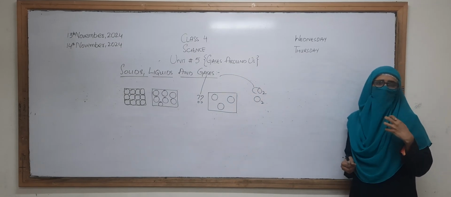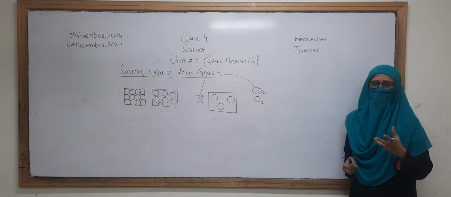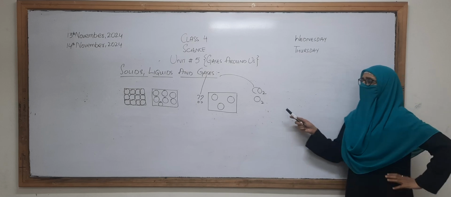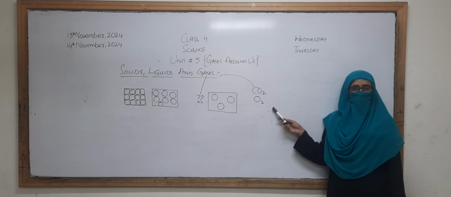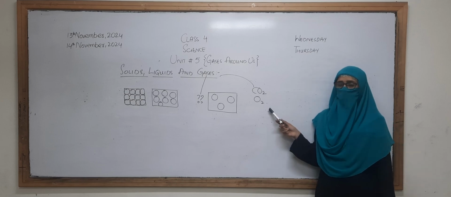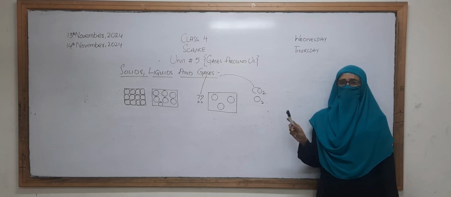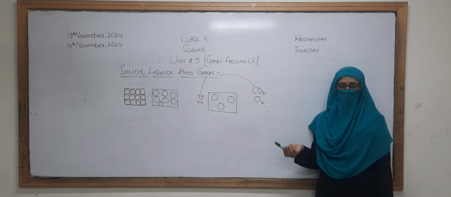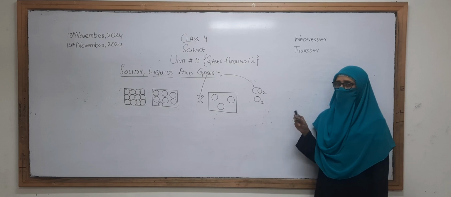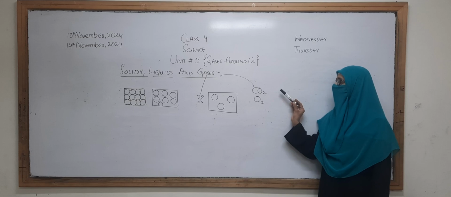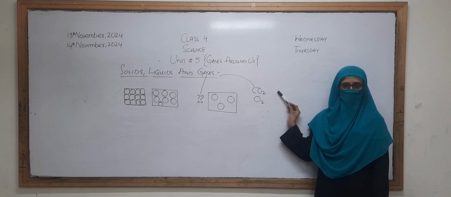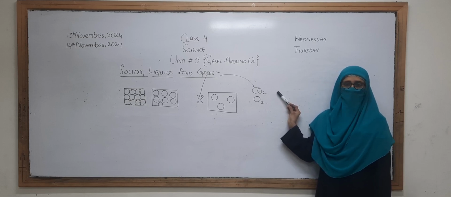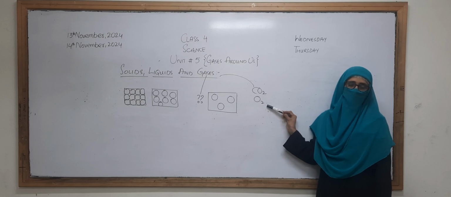We get it from air, but where does the air get it from? It is given by the plants. By the process of photosynthesis, oxygen is prepared and the carbon dioxide present in the air is utilized by the plants to make their food. So we are releasing carbon dioxide which can be utilized by the plant, and in the result it is giving us oxygen.